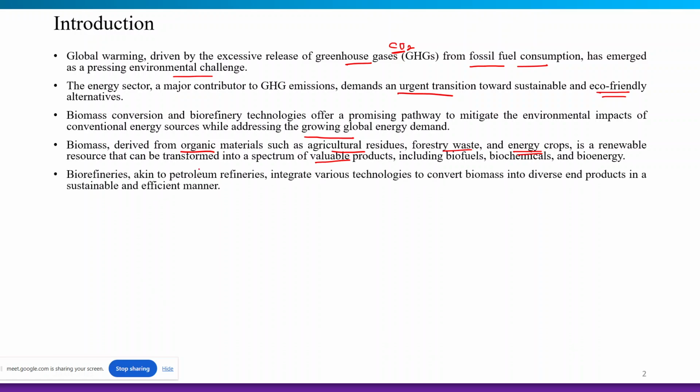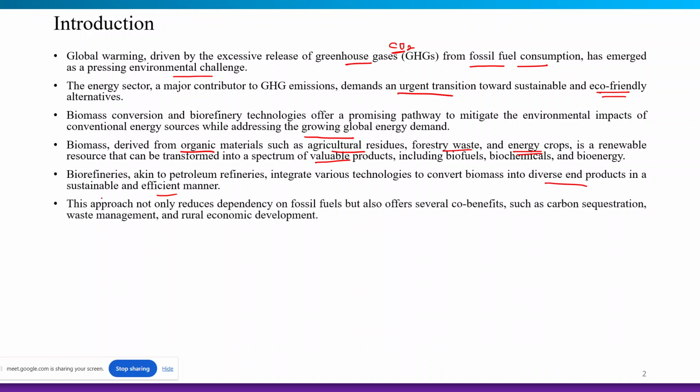Now, coming to the biorefinery, you can consider it almost like a petroleum refinery, which is integrated with various technologies that can convert your biomass into diverse end products. Sometimes these end products don't even contain carbon. Other valuable end products can also be obtained from biomass conversion, and those are sustainable and efficient. This approach, biorefinery or biomass conversion, not only reduces dependency on fossil fuels, but also offers several co-benefits.